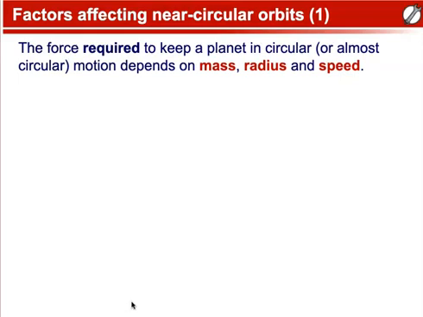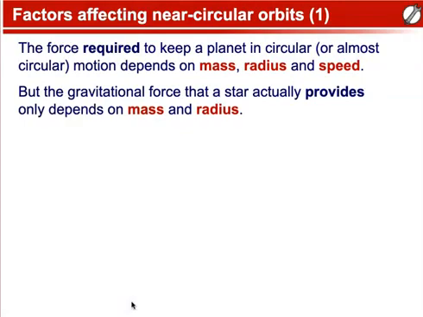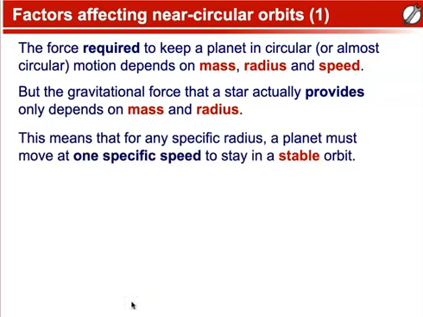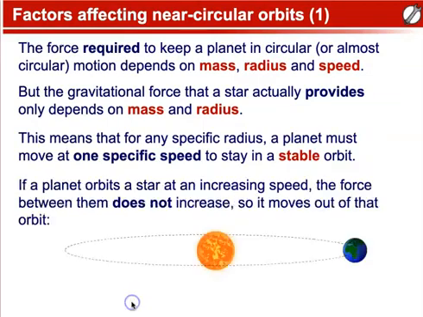Factors affecting near-circular orbits. The force required to keep a planet in circular or almost circular motion depends on mass, radius, and speed. But the gravitational force that a star actually provides only depends on mass and radius. This means that for any specific radius, a planet must move at one specific speed to stay in a stable orbit. If a planet orbits a star at an increasing speed, the force between them does not increase, so it moves out of that orbit.